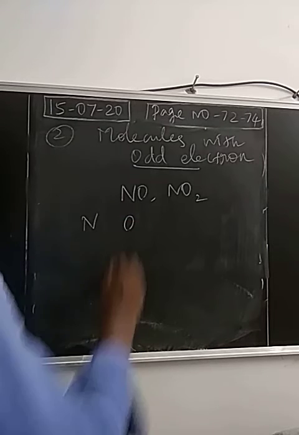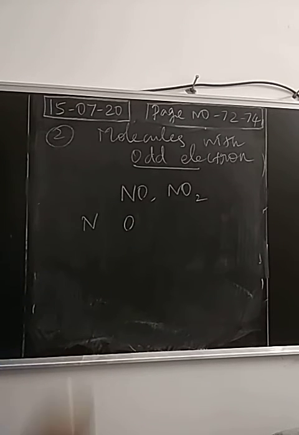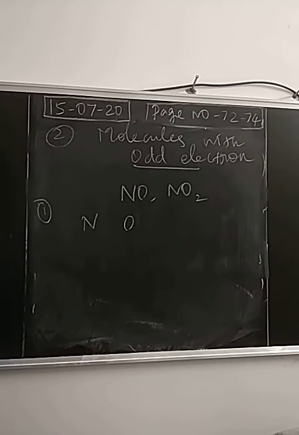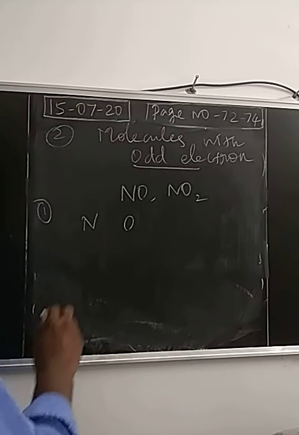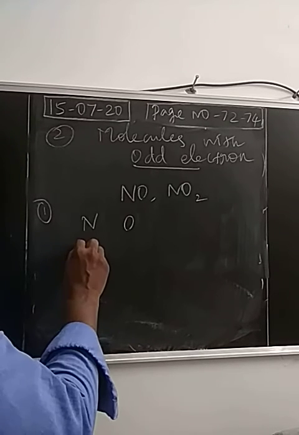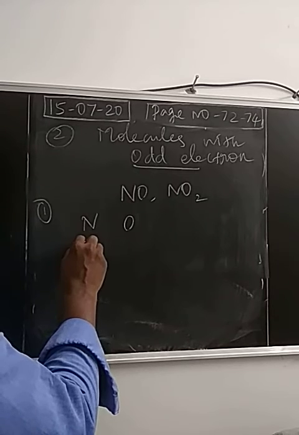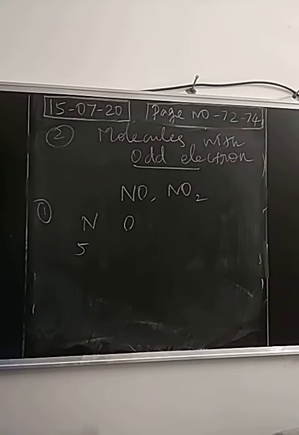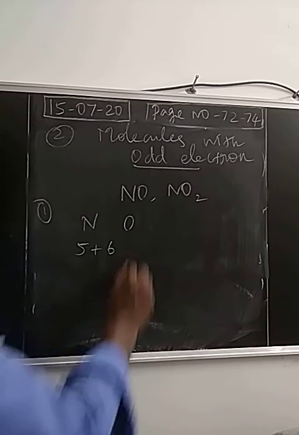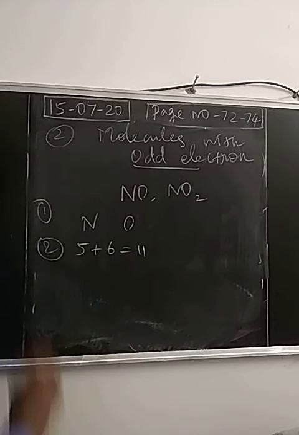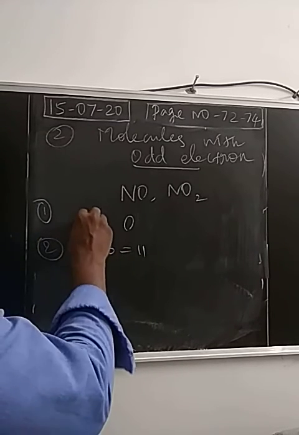Nitrogen as well as oxygen. But take nitric oxide, we may draw the Lewis dot structure, right? For nitric oxide, as usual, the skeletal structure can be drawn. Then calculate the total valence electrons. Nitrogen valence electrons 5, oxygen 6, totally 11. So for the molecule nitric oxide, this is the skeletal structure.